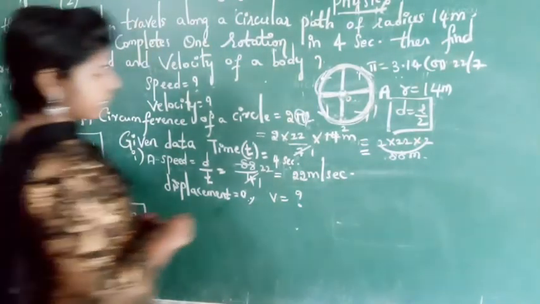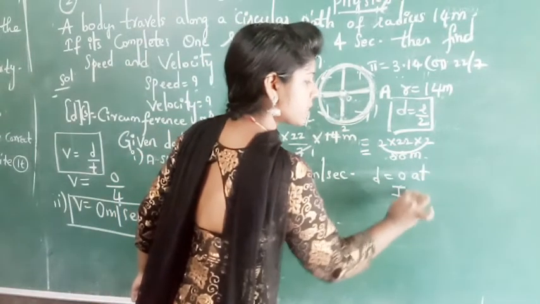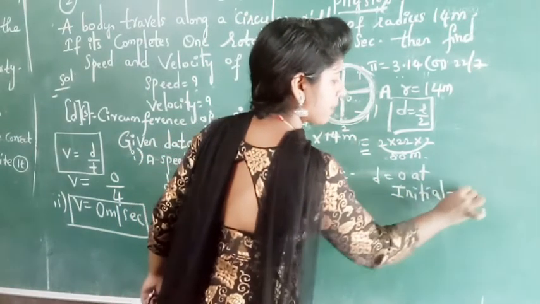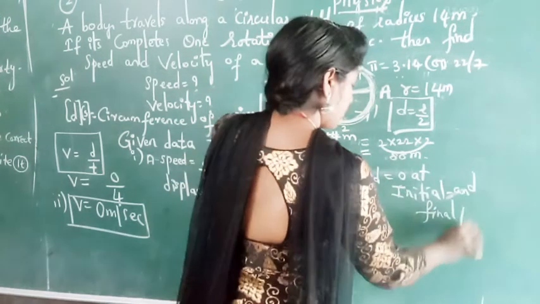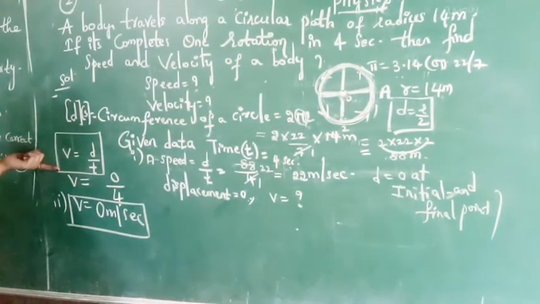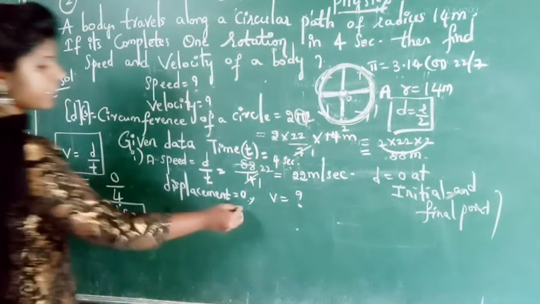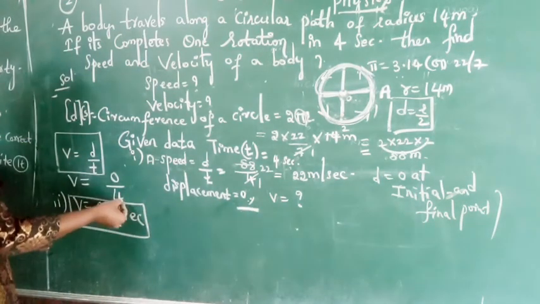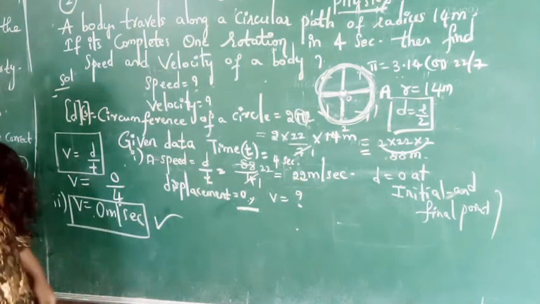What have we seen here? Displacement is equal to 0 at the initial and final point. Okay now, tell me, velocity is equal to displacement by time taken. What is the value of displacement? 0 by time interval 4. Velocity is equal to 0 meters per second. Is it clear, everyone?